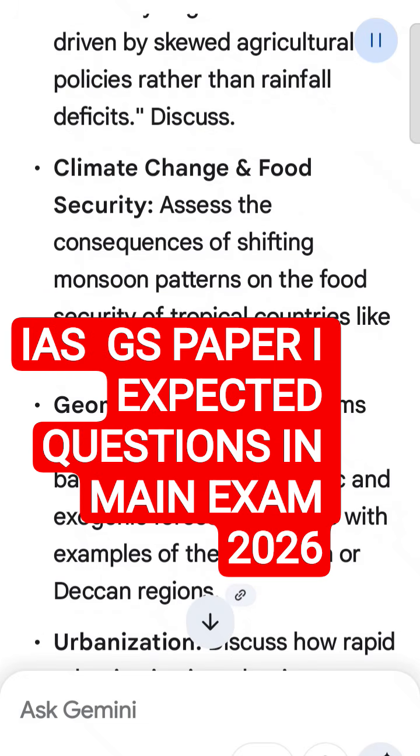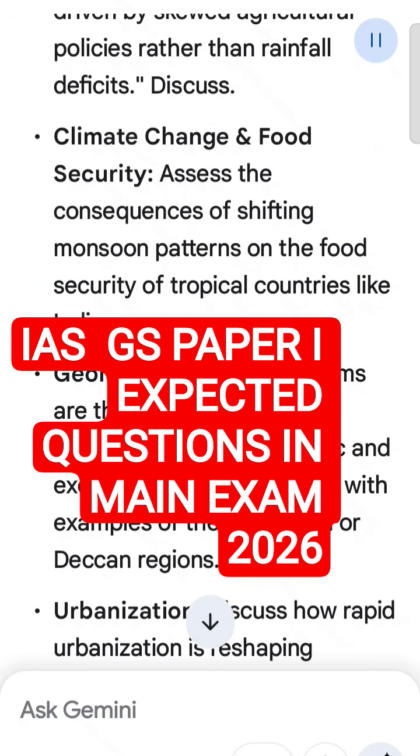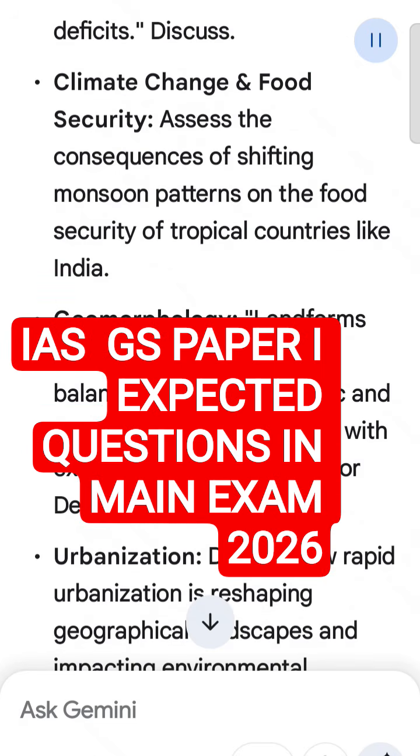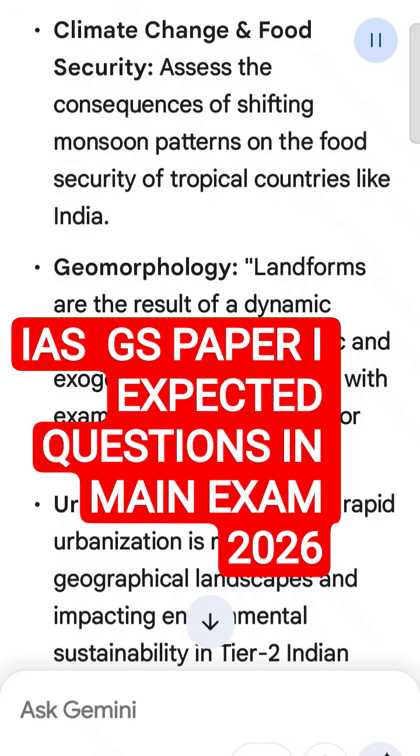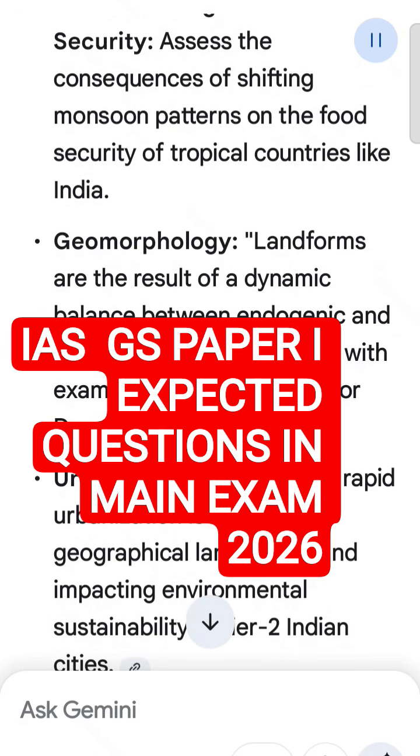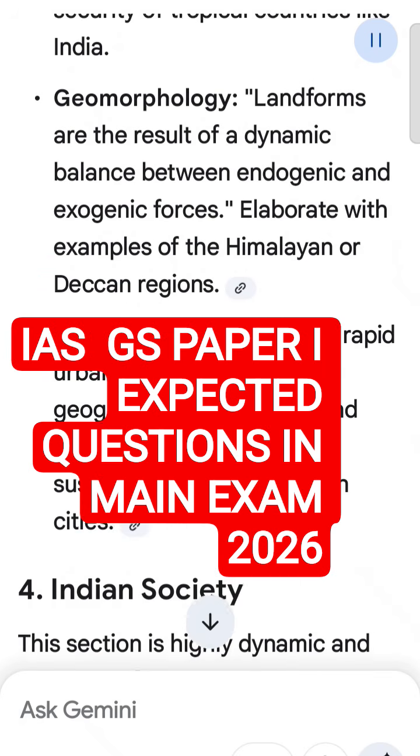Geomorphology. Landforms are the result of a dynamic balance between endogenic and exogenic forces. Elaborate with examples of the Himalayan or Deccan regions. Urbanization. Discuss how rapid urbanization is reshaping geographical landscapes and impacting environmental sustainability in Tier 2 Indian cities.